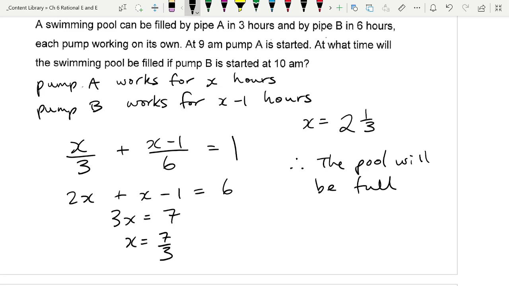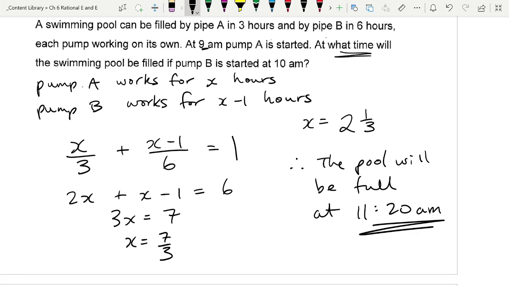I think I'd lose half a mark. How come? Yeah, it doesn't say how much time. It says what time. And it gave me a starting time, right? It started at 9 a.m. So 9 a.m. is the x, the first one, and then when you add 2 1/3, that would be at 11:20 a.m. There we go. So that's problem 4.